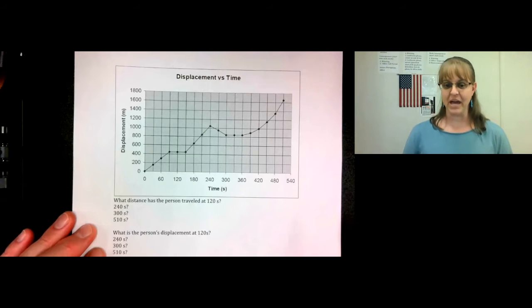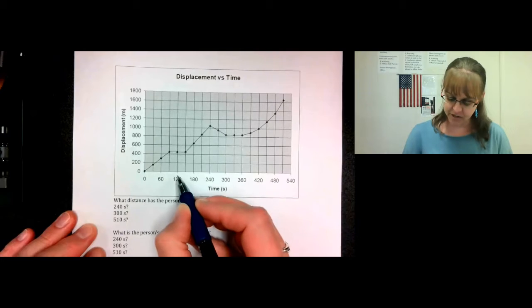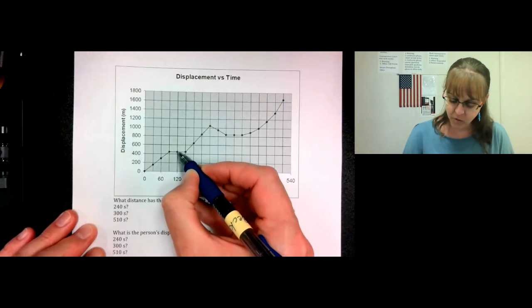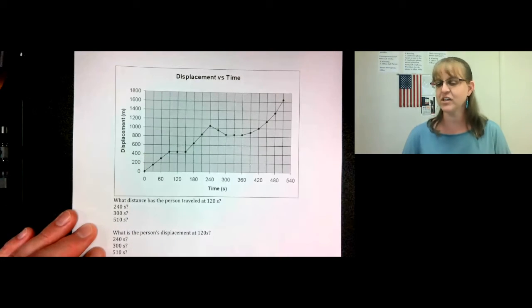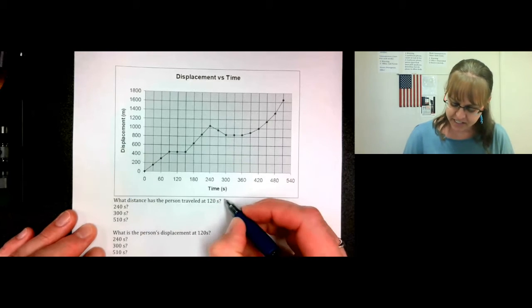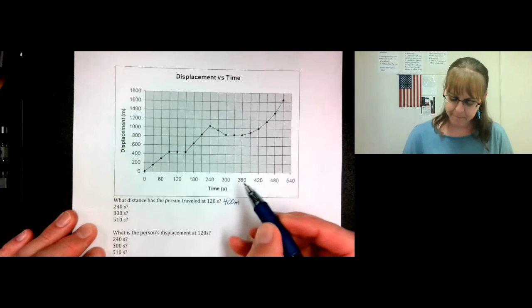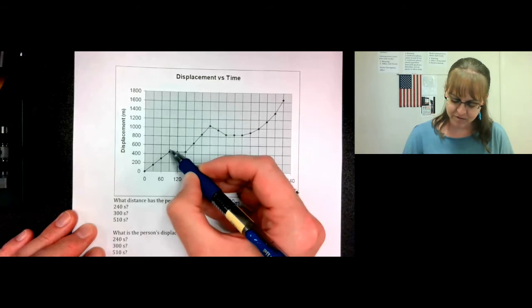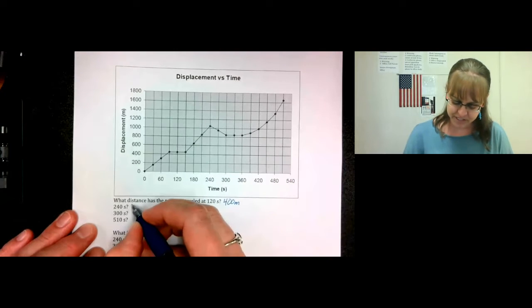Now let's take a look at the second page. What distance has the person traveled at 120 seconds? So we find seconds on the x-axis, 120, and we find the distance on the y-axis, which is just over 400. I'm going to pretend that this line is exactly at 400, this one's exactly at 1,000, etc., to make our life so much easier. So at 120 seconds, the distance is 400 meters. At 240 seconds, the distance, we have traveled 400 plus 600. That's a total distance of 1,000.